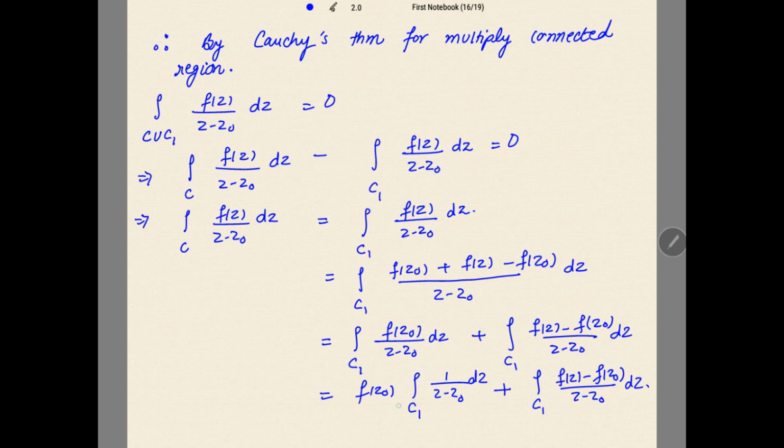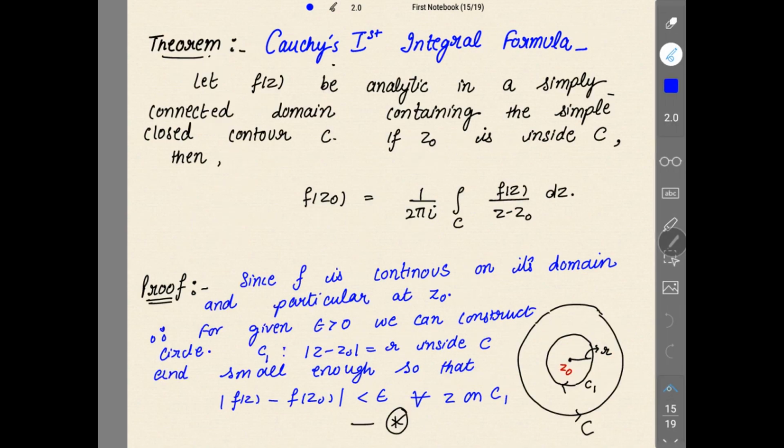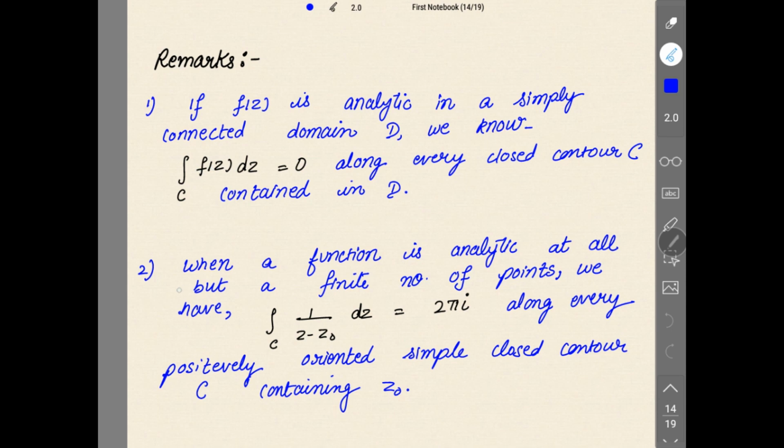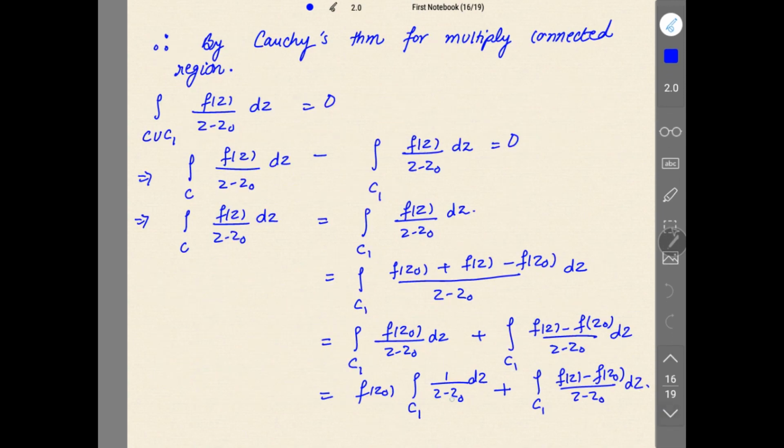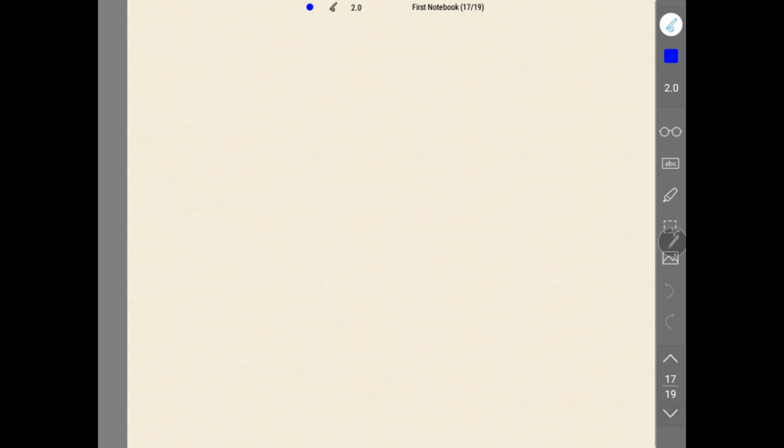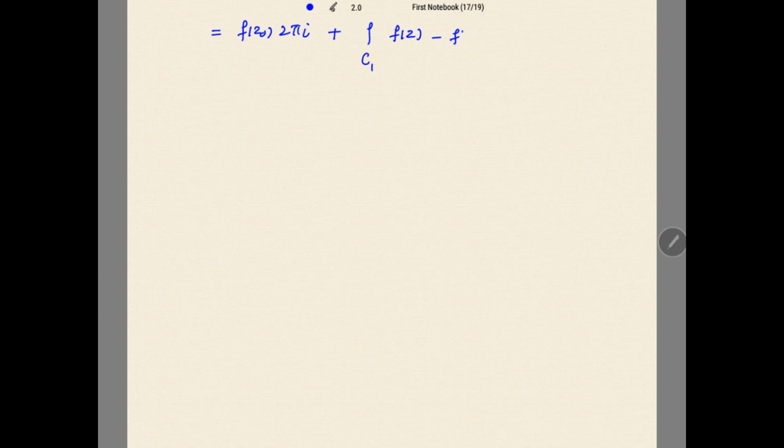So this thing is 2 pi iota. Let's check our remarks. I have mentioned it. The second one, when a function is analytic at all but a finite number of points, we have the integral over C of 1 over (z minus z naught) dz as 2 pi iota. I'm using this now. So just write over here, this is f(z naught) 2 pi iota, plus integral over C1 of (f(z) minus f(z naught)) over (z minus z naught) dz.